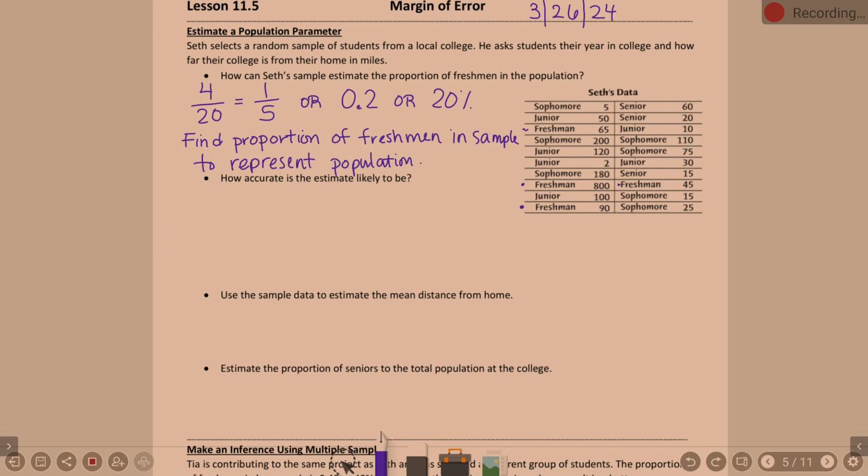Ultimately, here's your answer. But I wanted to give a little bit of information on how we did that. Write down what you need there, and then start thinking about the second question. The second piece is asking us, how accurate is the estimate likely to be?